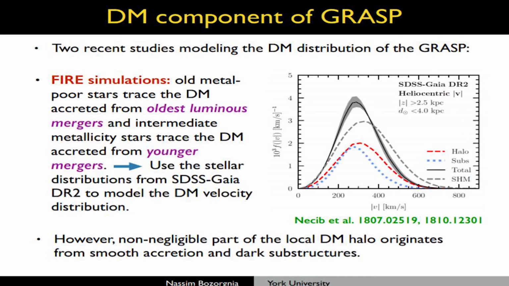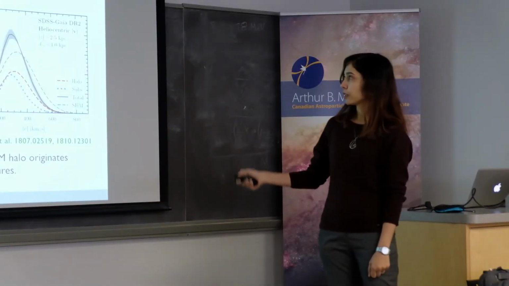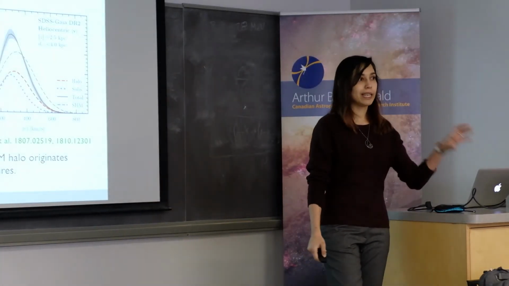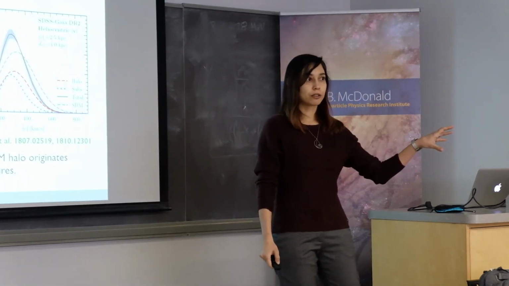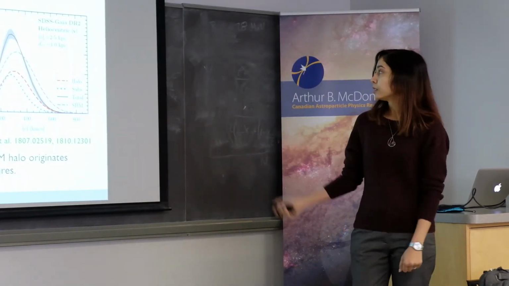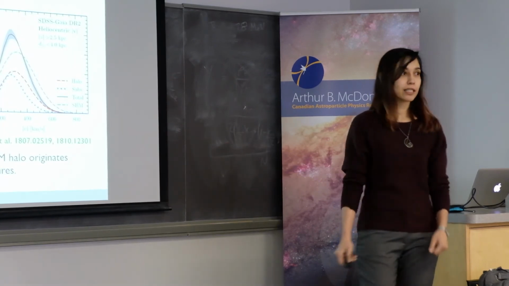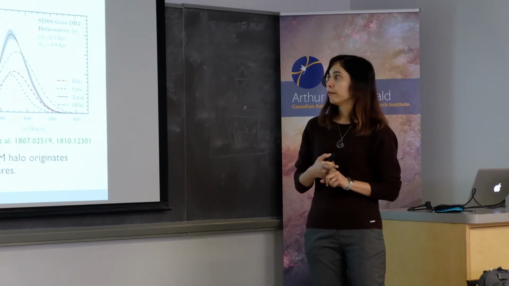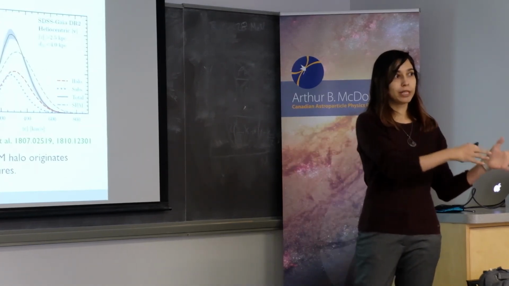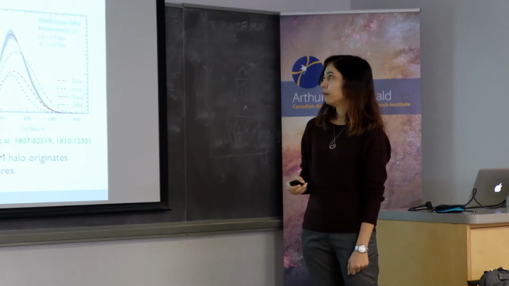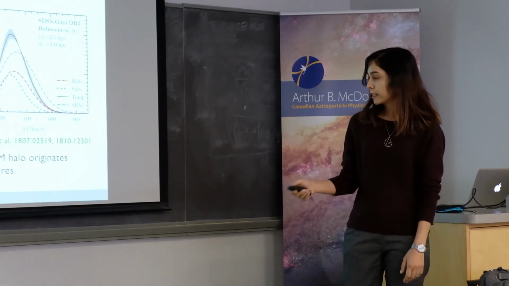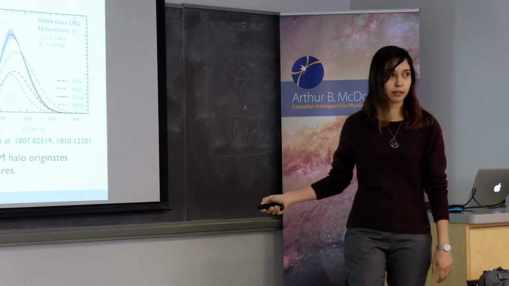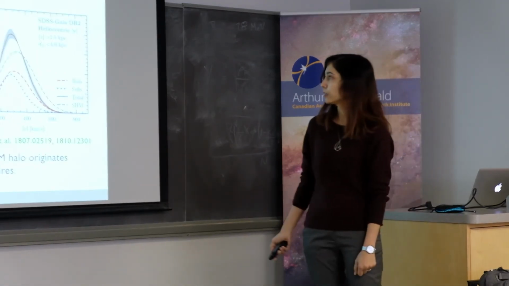And so the issue is that a non-negligible part of the local dark matter halo comes from smooth accretion as well as dark substructures, which you cannot do with this method. So you cannot just go to data and take from what the stars do and say this is the full dark matter. Direct detection experiments are sensitive to the total dark matter distribution. They cannot find out which part came from luminous mergers and which part came from just dark substructures. So this has to be taken into account in a way, and this becomes more difficult.